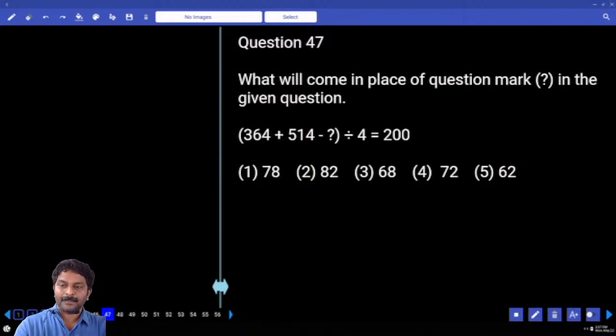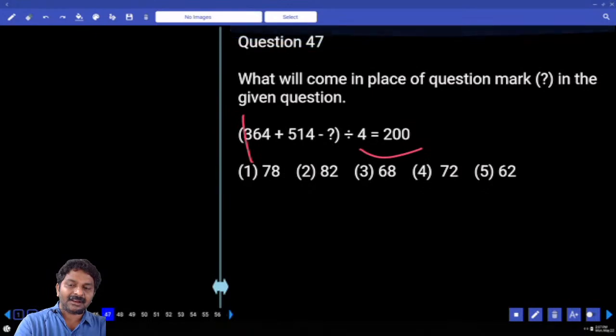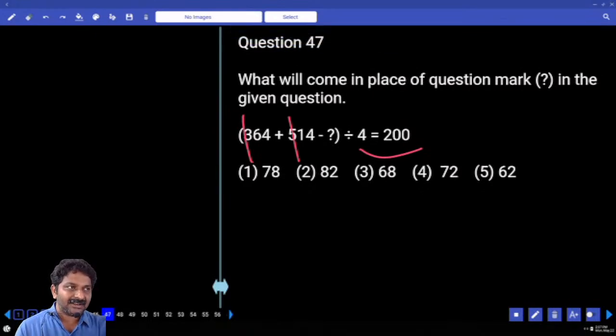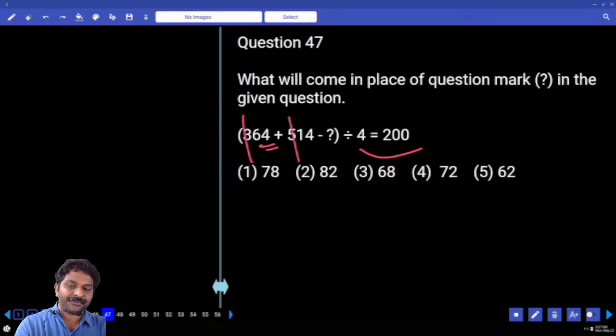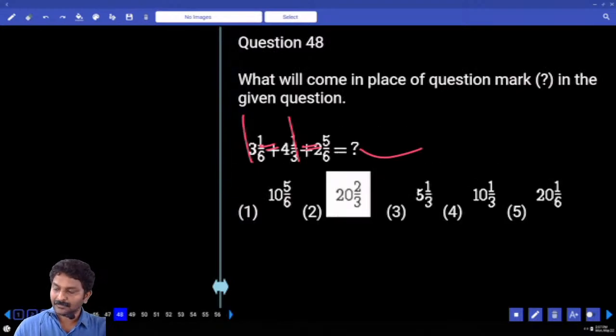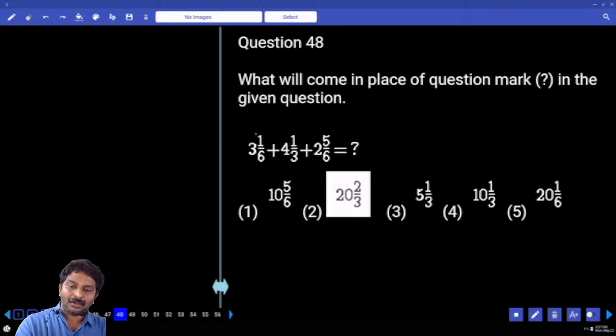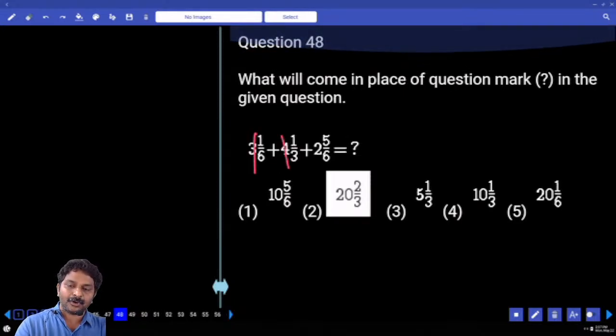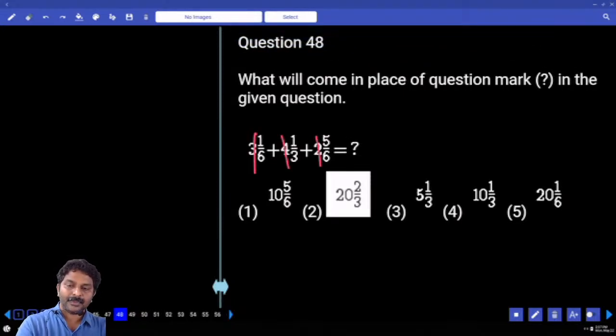Next. 4 goes to the other side. 300, 500, 800 get cancelled. Extra value 64, 14. 3 plus 4 plus 2. 1 by 6, 5 by 6. So far the sum. Left over. Answer.